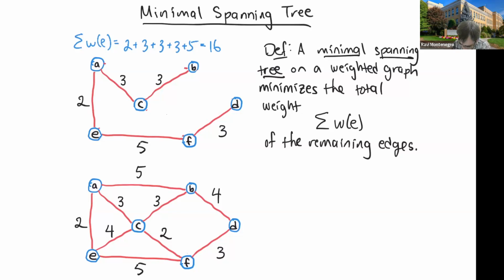So how about I get rid of both of those 5s? Do this on the bottom figure. Well, 4s are the next worst thing. How about I get rid of those? And hey, I have a spanning tree. It is connected, and there are no cycles.